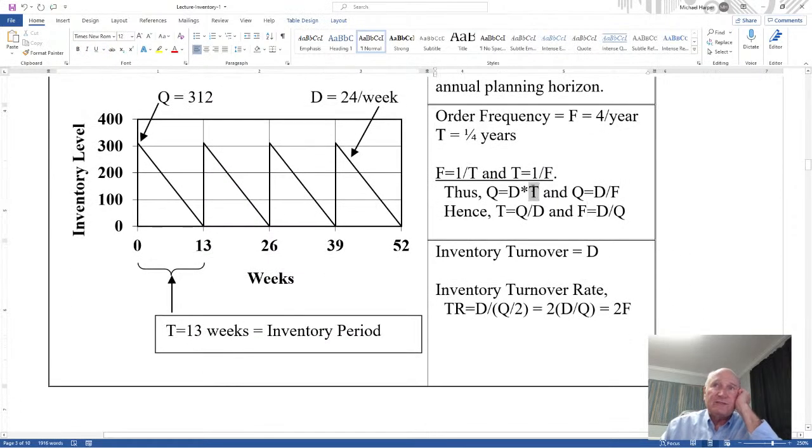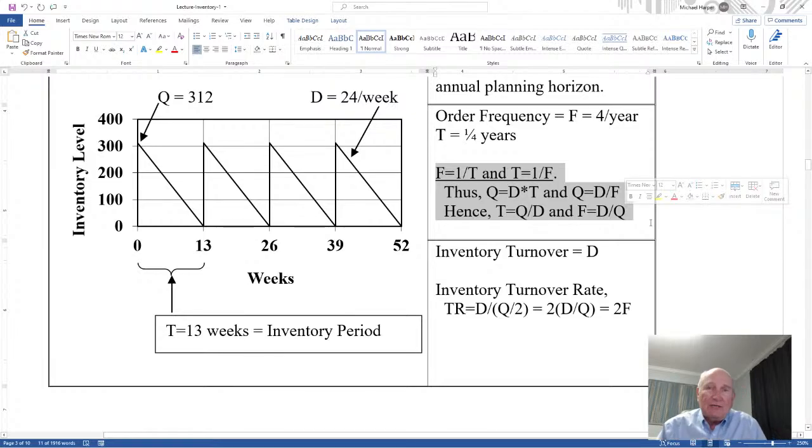But then I can solve for T and I can solve for F. And notice my inventory period is Q over D. My frequency is D over Q, the reciprocal. Okay, this just represents a lot of relationships that we'll be using. And I'll say, from the fundamental equation, I can quote any one of these 6 terms. Because all 6 of these come from the fundamental equation.